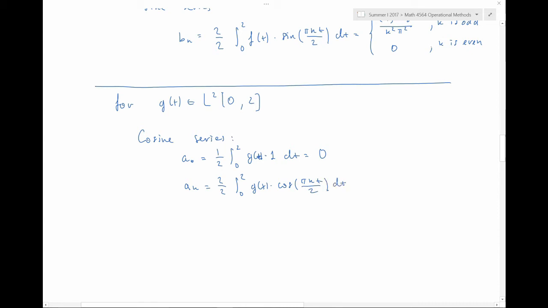I said previously that because cosine was an even function and g of t was an odd function, this integration is going to be 0, but this time the situation is slightly different. Not only are we shifting everything to the interval 0 to 2, we're including more cosines in this series, so for some of the cosines this integration is going to be non-zero. So let's go ahead and compute it.